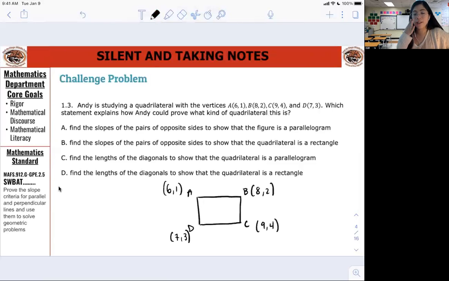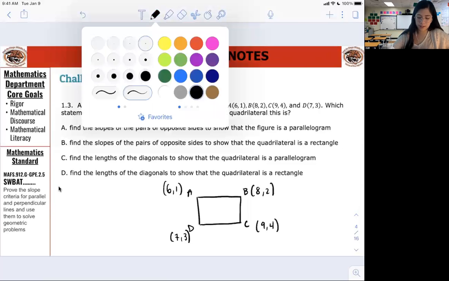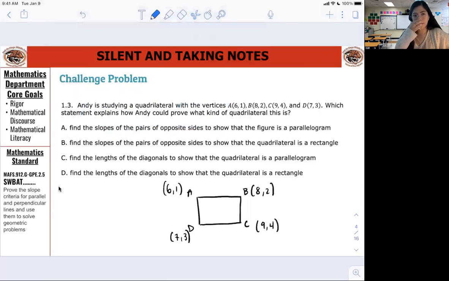And what I would suggest for this problem is we're trying to figure out which of these statements would make the most sense, right? We're trying to find which one will be basically true. So I would say let's go through each possibility, mark it down, and see if it actually makes any sense. So possibility A says, find the slopes of the pairs of opposite sides to show that the figure is a parallelogram.